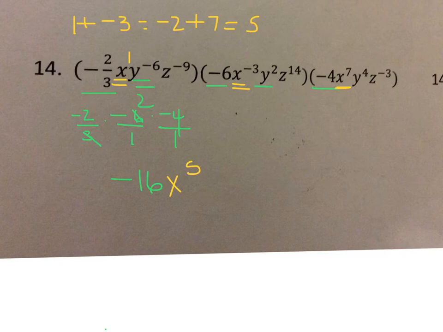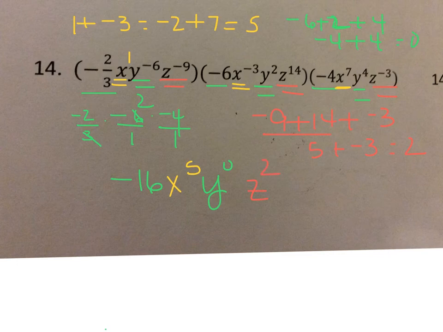Y to the negative 6th, y to the second, y to the fourth. So if I take negative 6 plus 2 plus 4, well, negative 6 plus 2 is negative 4. Negative 4 plus 4 is 0. So I have y to the 0. And then I need to do my z's. So I have z to the negative 9th, z to the 14th, z to the negative 3rd. So negative 9 plus 14 plus negative 3: negative 9 plus 14 is 5. 5 plus negative 3 is 2. So I have z to the second.